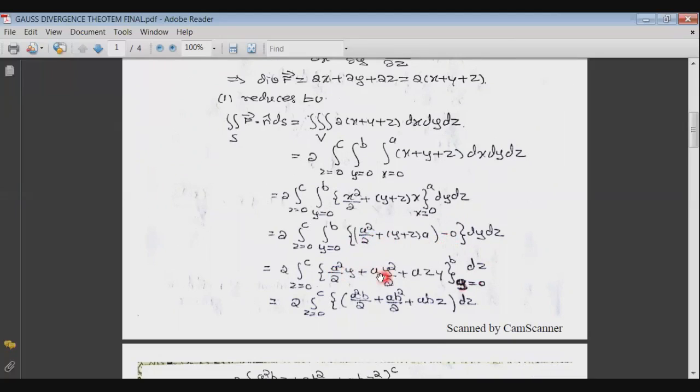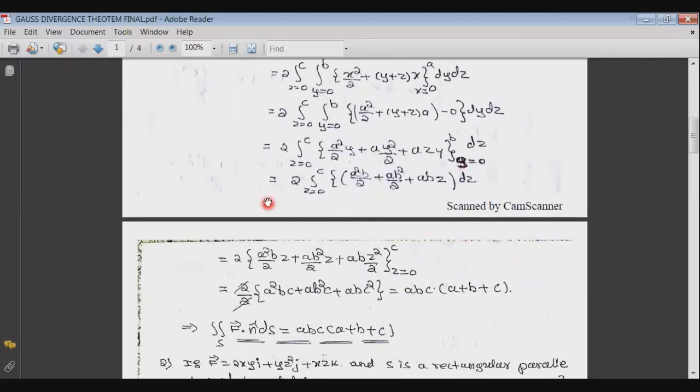Plus a is a constant. Y with respect to y is y square by 2, plus multiplying a z becomes constant, 1 with respect to y is y, and we have to take the limit from y equal to 0 to b, and the resulting expression has to be integrated with respect to z. Now, z varies from 0 to c, and this becomes, with upper limit b, a square b by 2 plus a b square by 2 plus a b into z, because here the substitution is with respect to y and you have to take y equal to b as the upper limit.